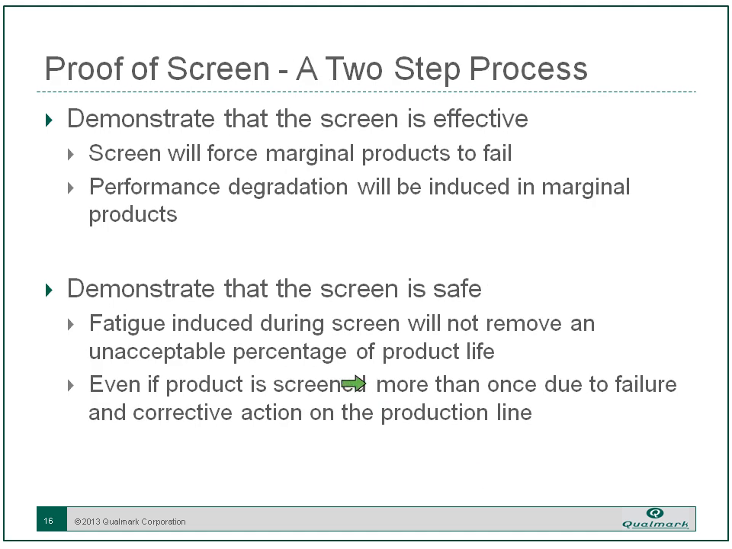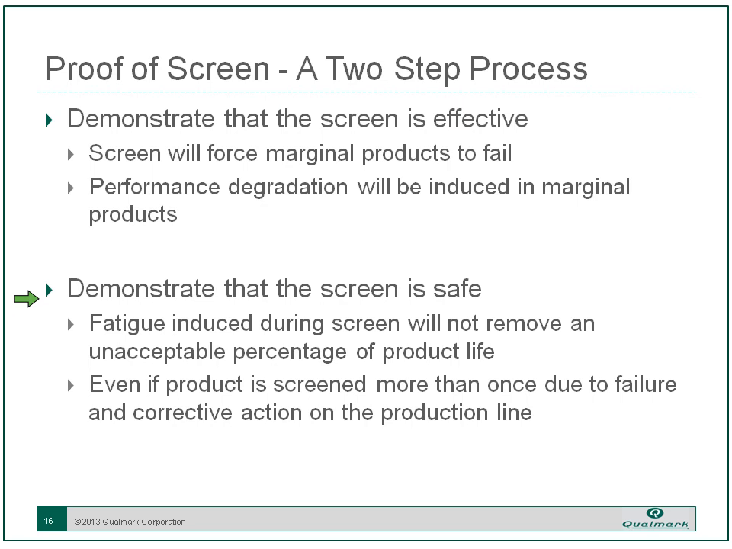We've got the 2-part screen. We're demonstrating that the screen is effective. I like to do that first to see that the screen will indeed force marginal products to fail, and that we will induce some performance degradation in these marginal products. We'll talk about performance degradation and key performance indicators as well. So if the screen is effective, it will do these things for us.